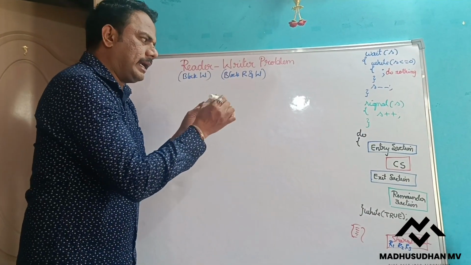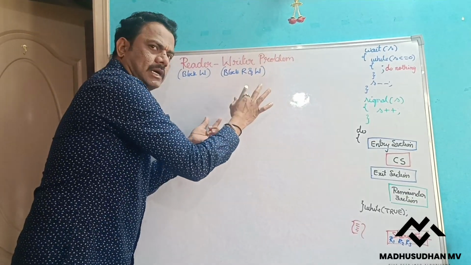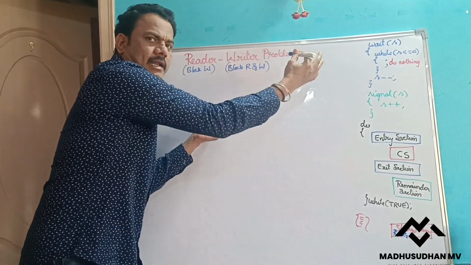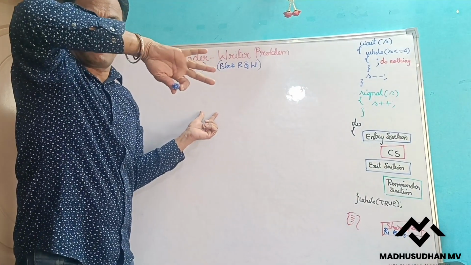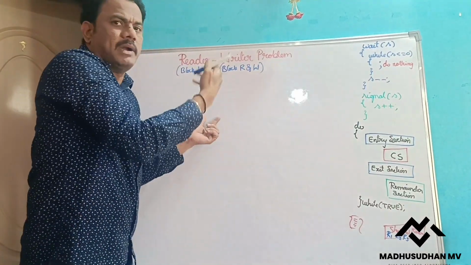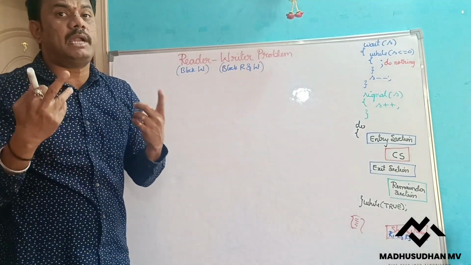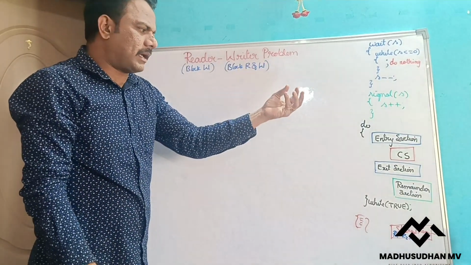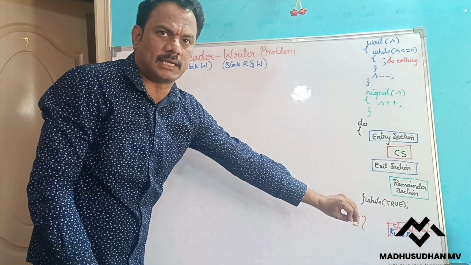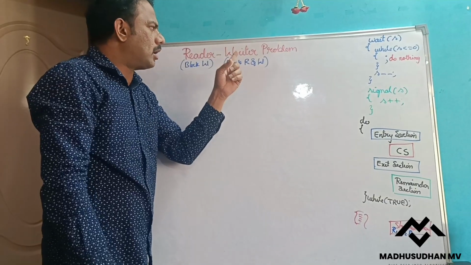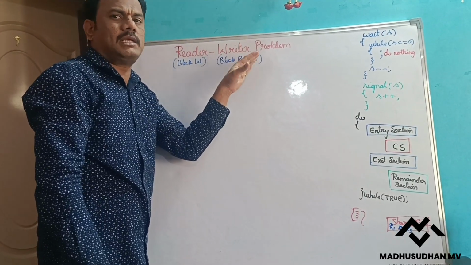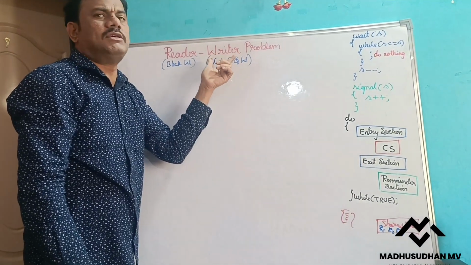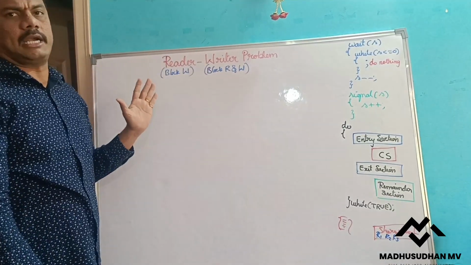But if a writer is already writing and another reader comes, it can read, but it can read the old data only. It never gets the updated data, but we always want updated data, that will be the correct data. So when a writer process is already in the critical section, we should not allow other readers as well as writers. We should give exclusive access to the writer. So this is the reader-writer problem.